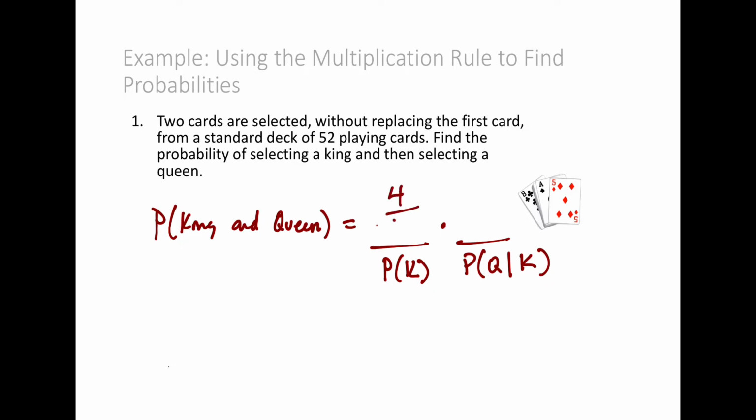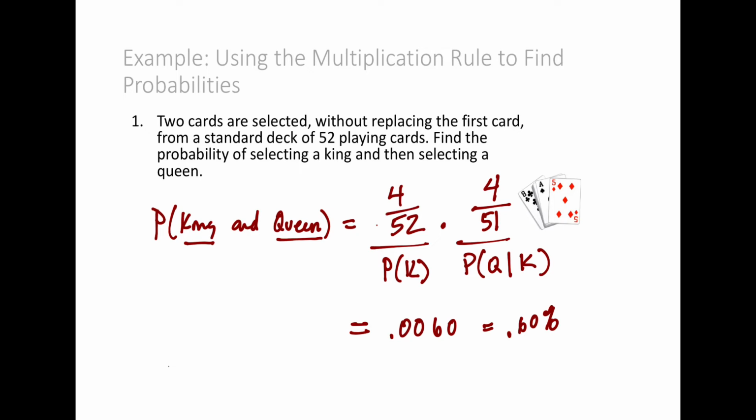The first is 4 out of 52. There are 4 kings in the deck of cards. And once we have selected a king, there are now 51 cards in the deck. There's still 4 queens, because we're assuming a king was removed from the deck, which still leaves us with 4 of every other suit in our deck. The product of these two gives us 0.0060, which is 0.60%. So less than 1% chance that selecting 2 cards, I would get a king first, followed by a queen.